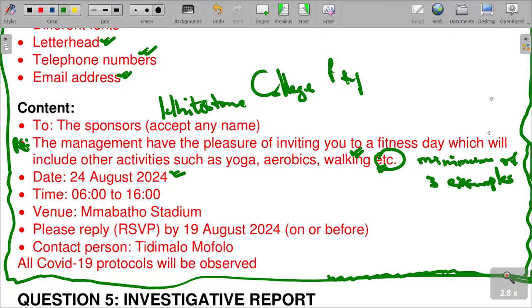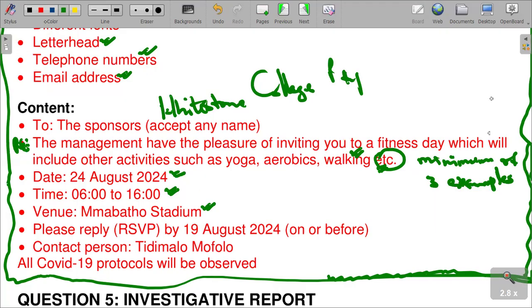August. Time, it is given there to say what time we are having that, 6 o'clock in the morning to 1600 hours. And then venue, it is also supposed to be identified there to say where the event is taking place. Don't forget the venue. And then please indicate RSVP, we are talking about the reservation or the latest date of response.